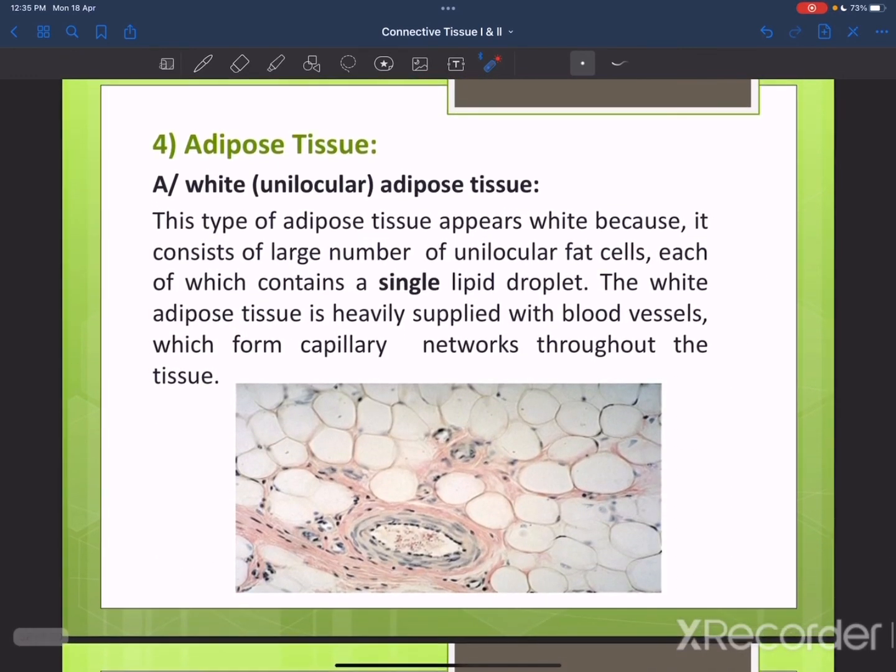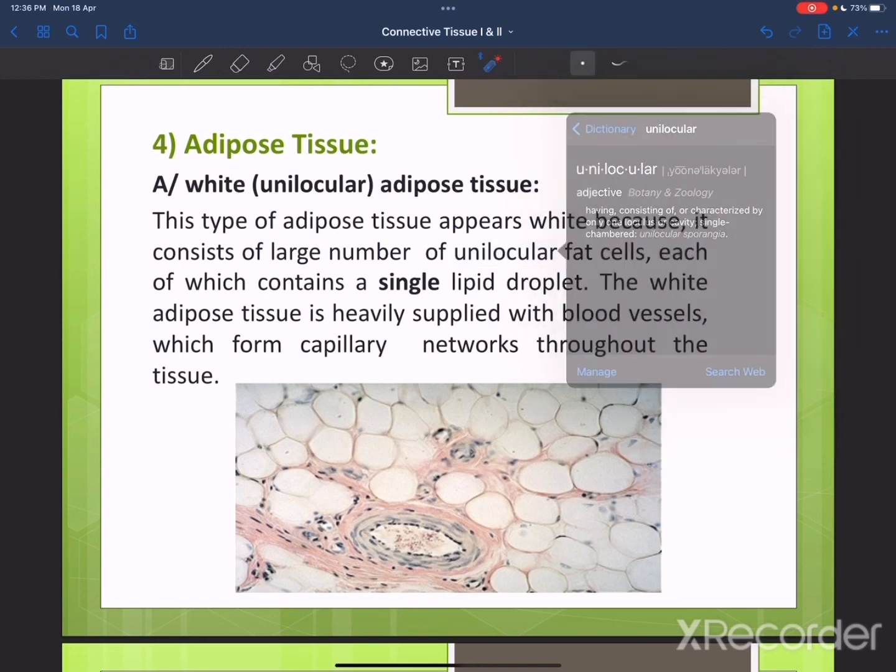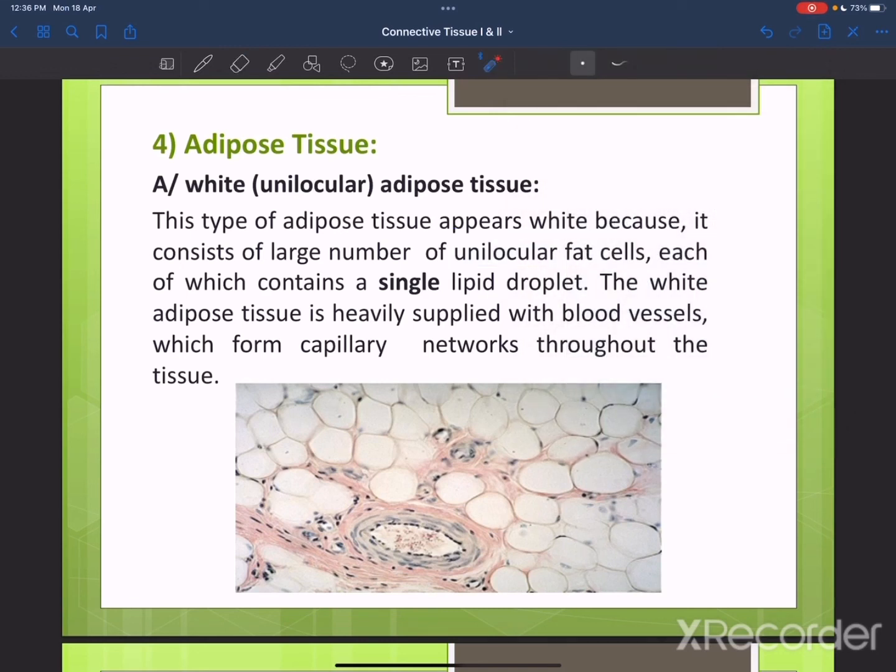Another special type of tissue in the classification of connective tissue is adipose tissue. We have the white unilocular adipose tissue and the brown. Regarding the white, this type of adipose tissue appears white because it consists of a large number of unilocular fat cells, each with a single fat droplet. The brown one has multiple fat droplets. The white adipose tissue is heavily supplied with blood vessels from the capillary network surrounding it.